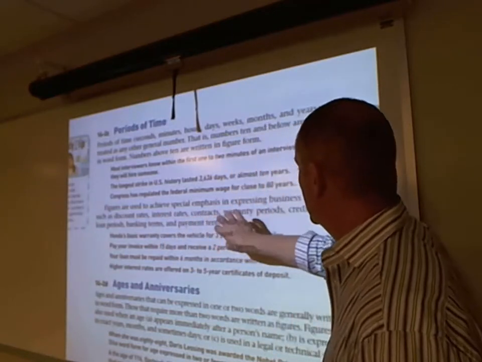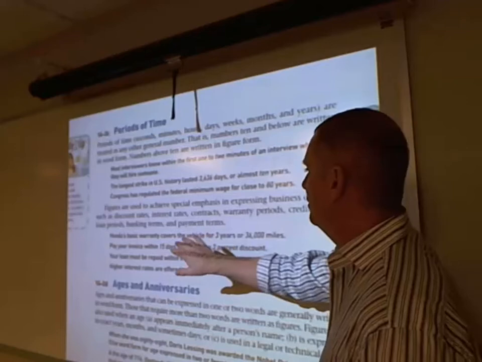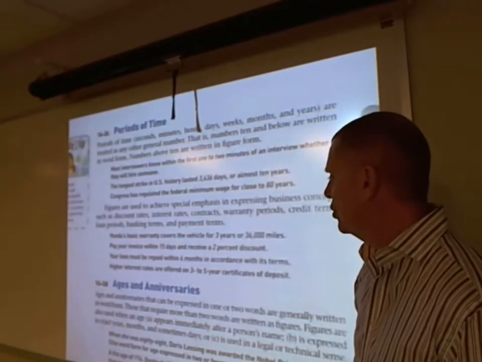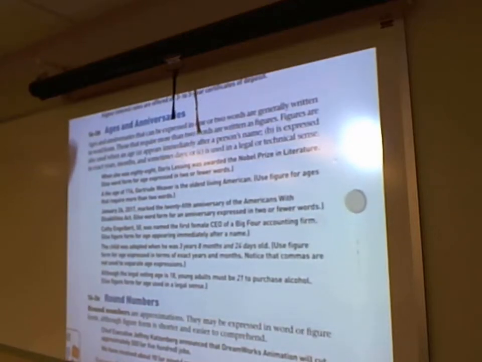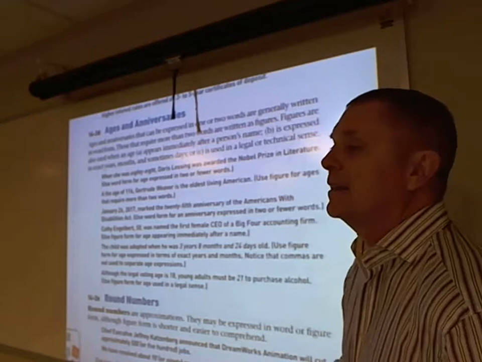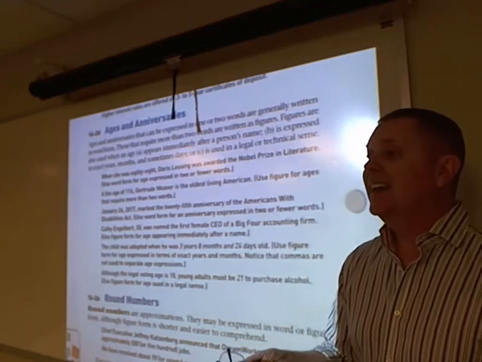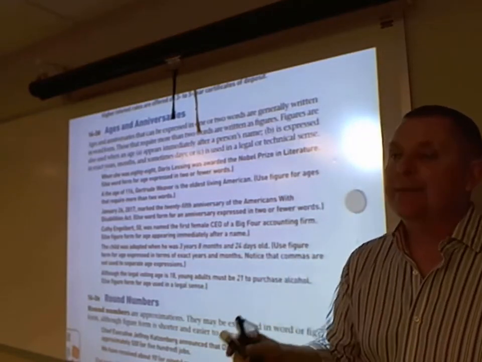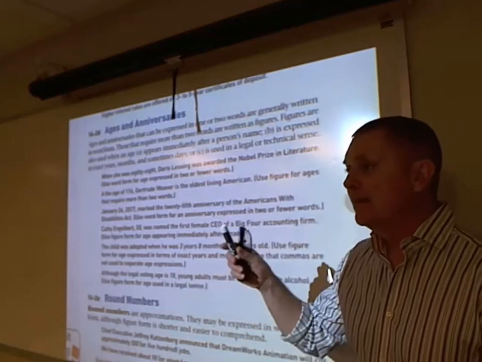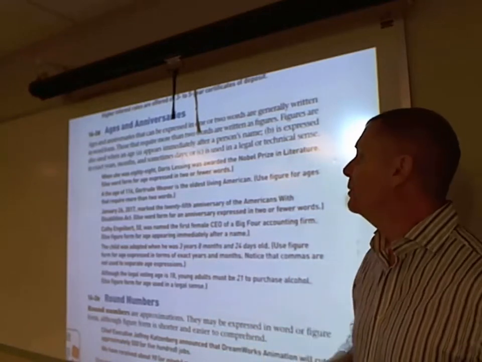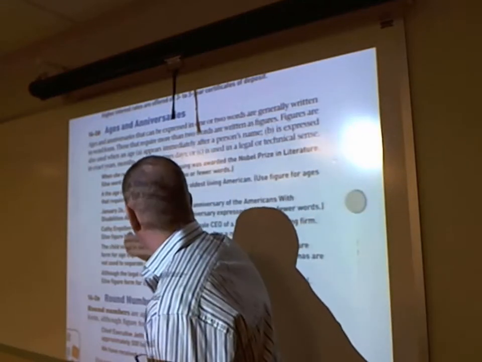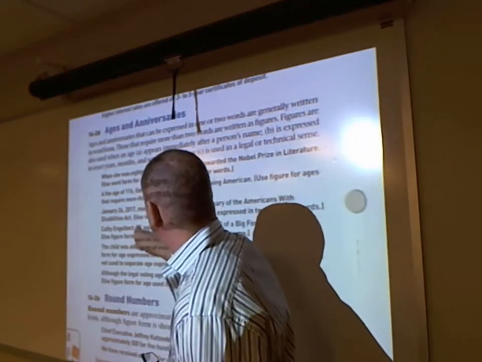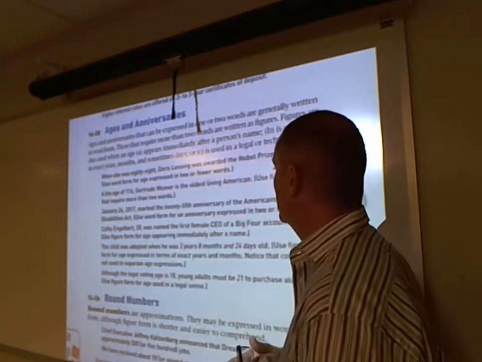Use a figure only when the person's age is immediately after their name and it's separated by commas, as in an appositive. An example of that one would be Kathy Engelbert, comma, space, 50, comma, space. Then you can use a figure when it's a legal document. Although the legal voting age is 18, it's referring to something that's legal, then you use a figure.